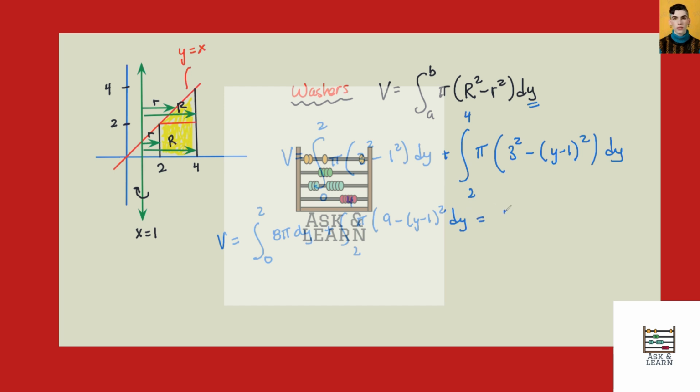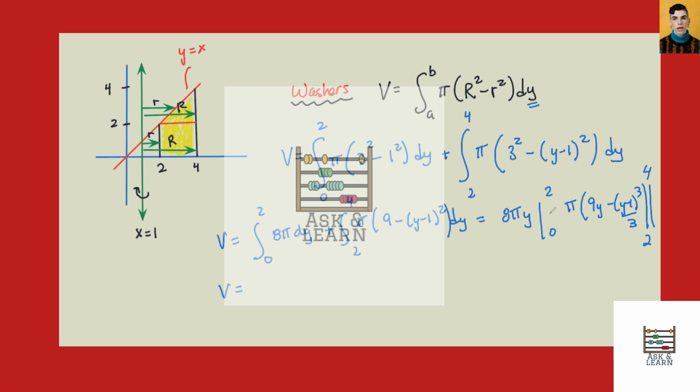The first integral will give me 8 pi. Antiderivative is times y. We insert between 0 and 2. The other one, second integral, we're going to have 9y minus (y minus 1) cubed over 3. And we'll integrate, from 2 to 4. Okay, so let's keep going here. So my first term, that should be a plus.